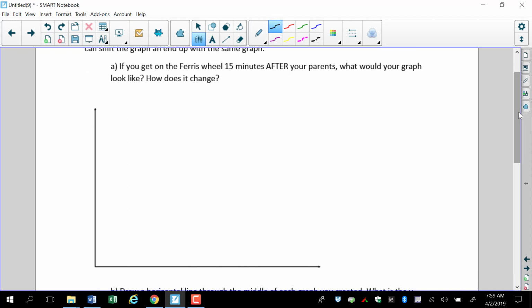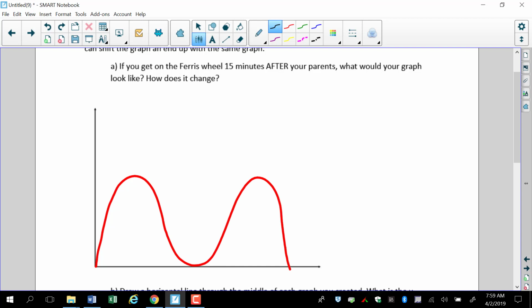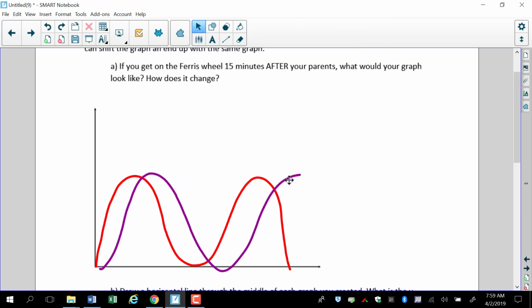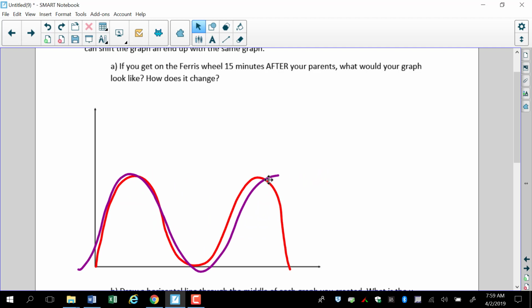So let's say you get on 15 minutes after your parents. So we know from the previous page, the first graph looks like this. Well, if we got on 15 minutes after our parents did, what would it look like? Well, it really would just look like this. We'll just kind of go in the opposite direction. But notice, and this is kind of a key with these things, there's really no difference between the first and second one. If I slide it over here, the only real difference is when you start.